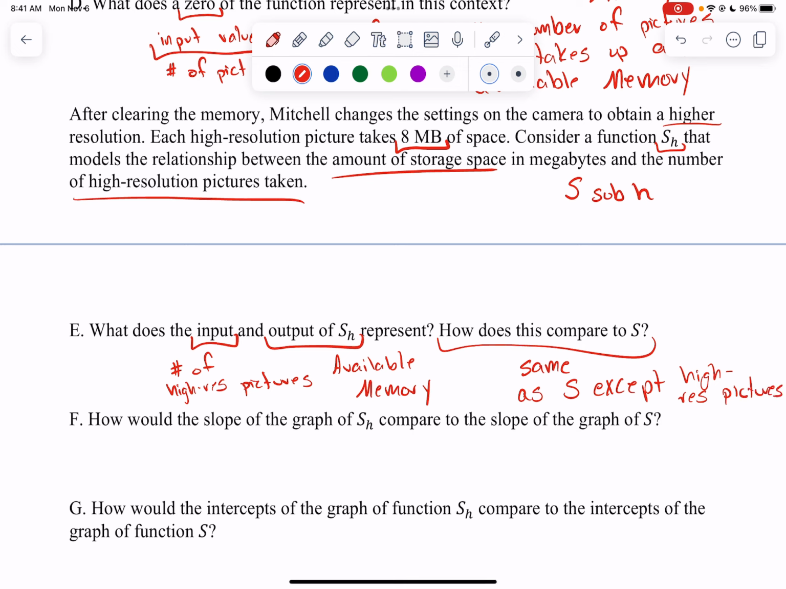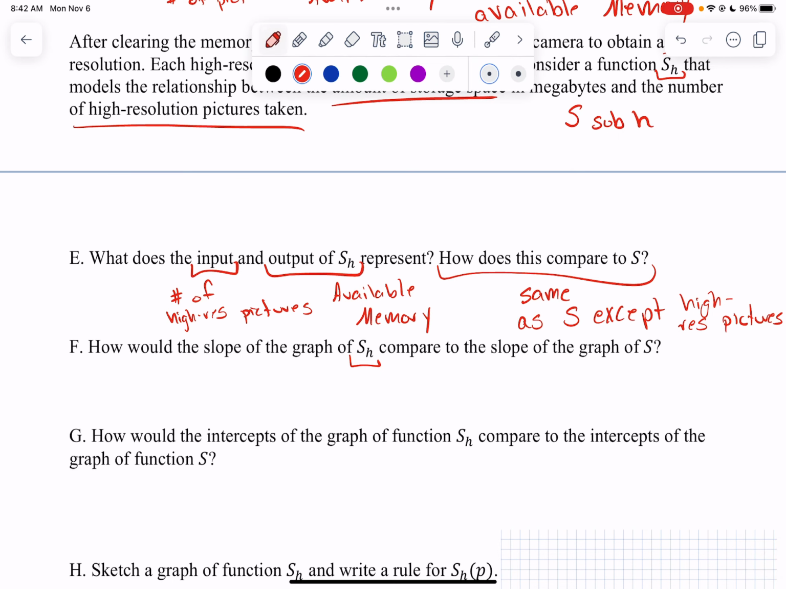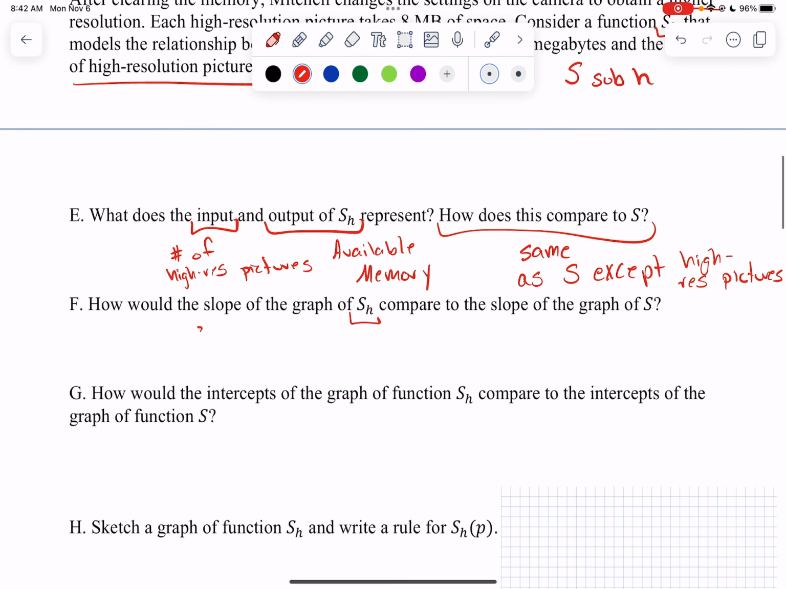Okay. How would the slope of the graph of S of h compare to the slope of the graph of S? Okay, well, this goes down by 3 each picture. The next one's going to go down by 8. So the slope is going to be steeper, but still negative. Okay, so S sub h will have a steeper slope, but still negative.